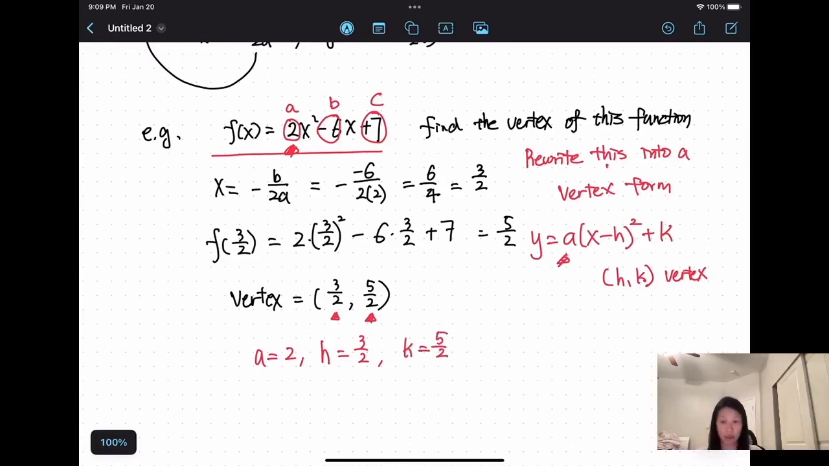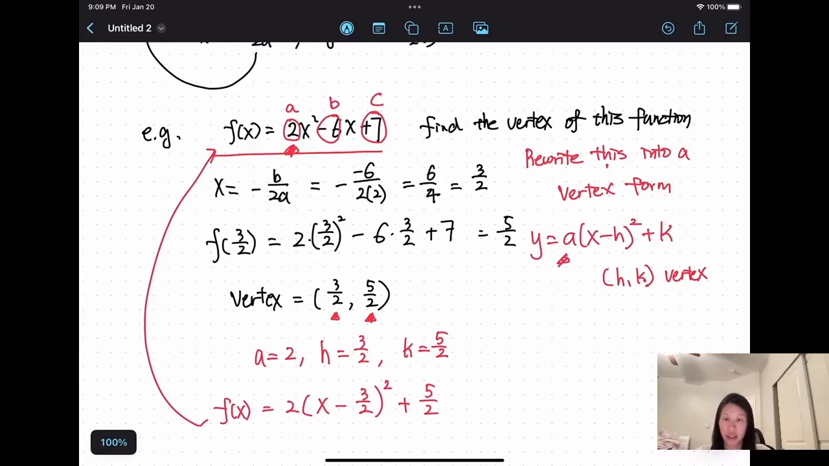So that means in a vertex form, the function is going to look like 2 times (x minus h, which is 3/2) squared, plus k, which is 5/2. So this is the vertex form of this function.